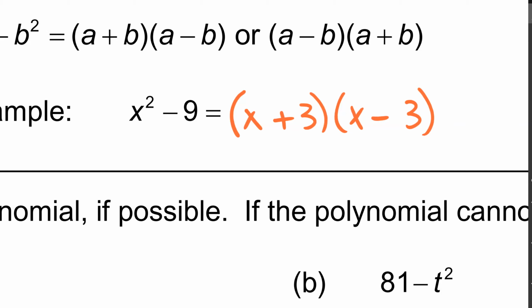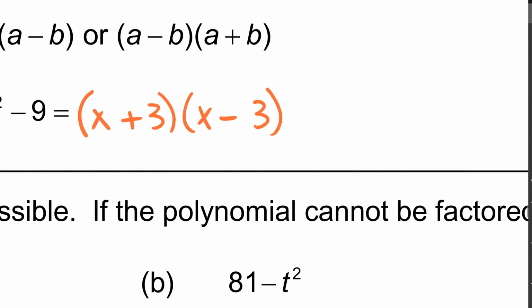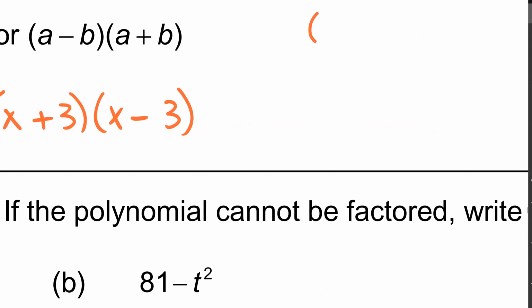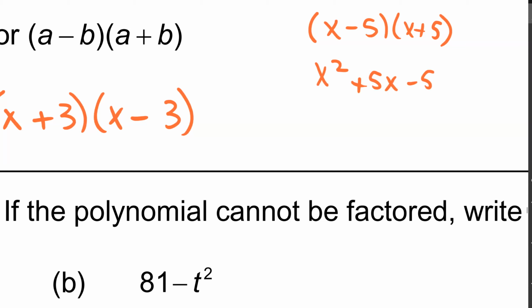But wait, normally when we FOIL, we get 3 terms, right? We get an x squared, an x term, and a number. What happens when you FOIL a difference of squares binomial? So let's do x minus 5 and x plus 5. This is going to be a difference of squares because it's the same thing. It's an x and it's a 5. The only difference between those two binomials is a plus and a minus. So if I FOIL this out, I get x squared first, outer plus 5x, inner minus 5x, last negative 25.